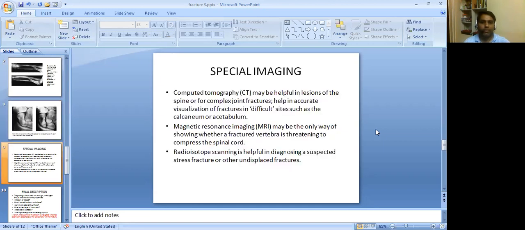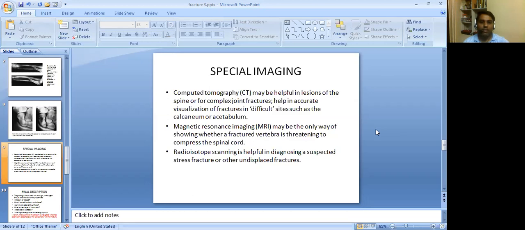Then special imaging. Computed tomography, that is CT scan, may be helpful in lesions of the spine or for complex joint fractures. It helps in accurate visualization of fractures in difficult sites such as calcaneum or acetabulum. Magnetic resonance imaging, that is MRI, may be the only way of showing whether a fractured vertebra is threatening to compress the spinal cord or not.